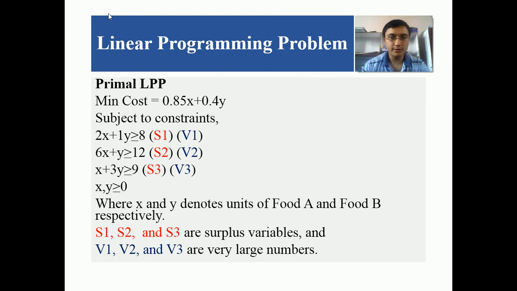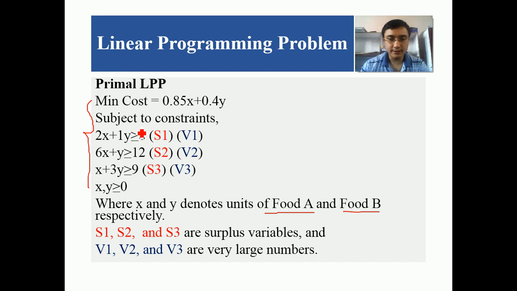So in order to use the big M method, there is the example of minimum cost. That is, minimum cost equals 0.85x plus 0.4y, where y denotes the units of food B, whereas x denotes the units of food A. Subject to constraints 2x plus y greater or equal to 8, 6x plus y greater or equal to 12, x plus 3y greater or equal to 9, x, y greater than 0. This information has been jotted down from the question itself.